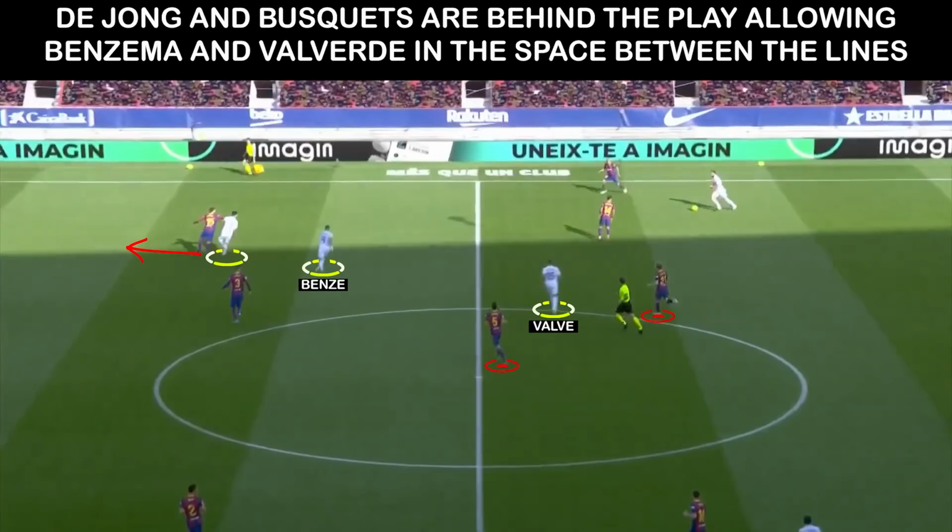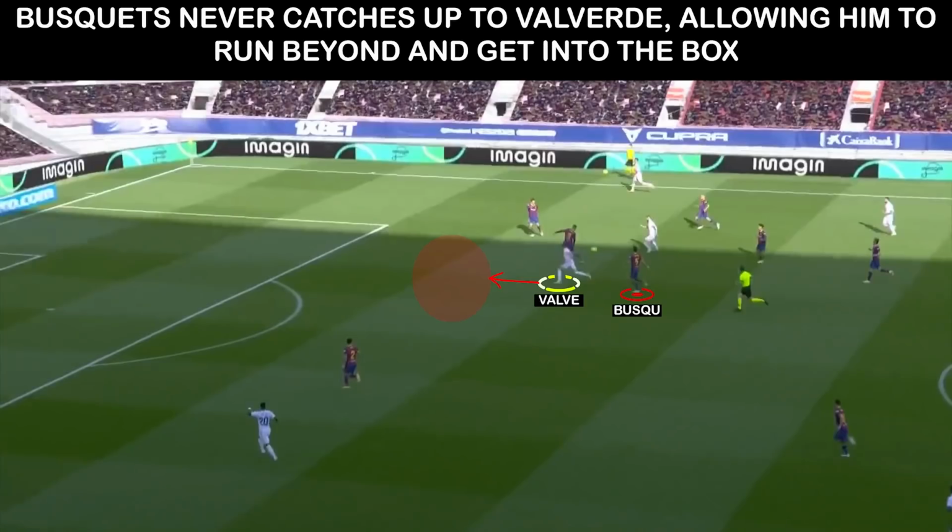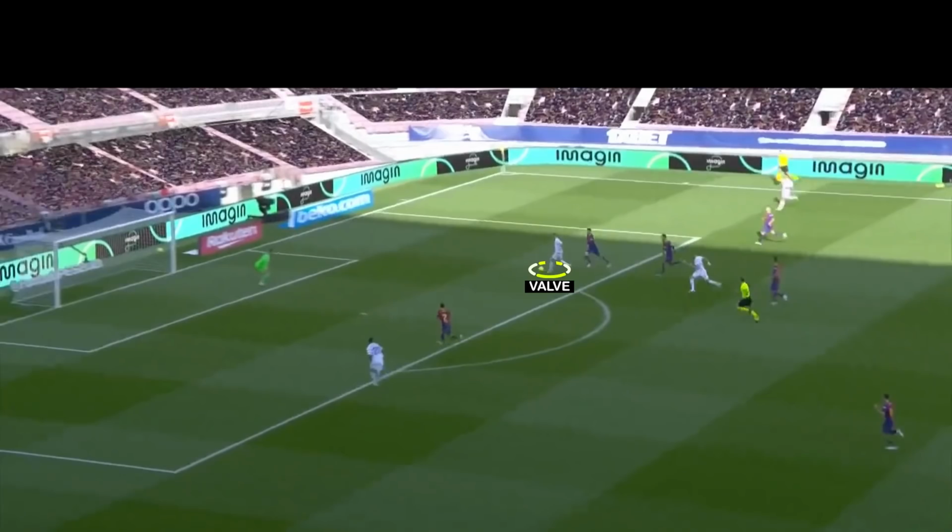Because they are high, there is space between the lines, and Asensio pushes the backline deeper whilst Benzema drops in. Benzema can then turn between the lines, and as discussed, Real were willing to push Valverde high, and Busquets doesn't track him deeper, allowing him to charge into the box unmarked for the finish.